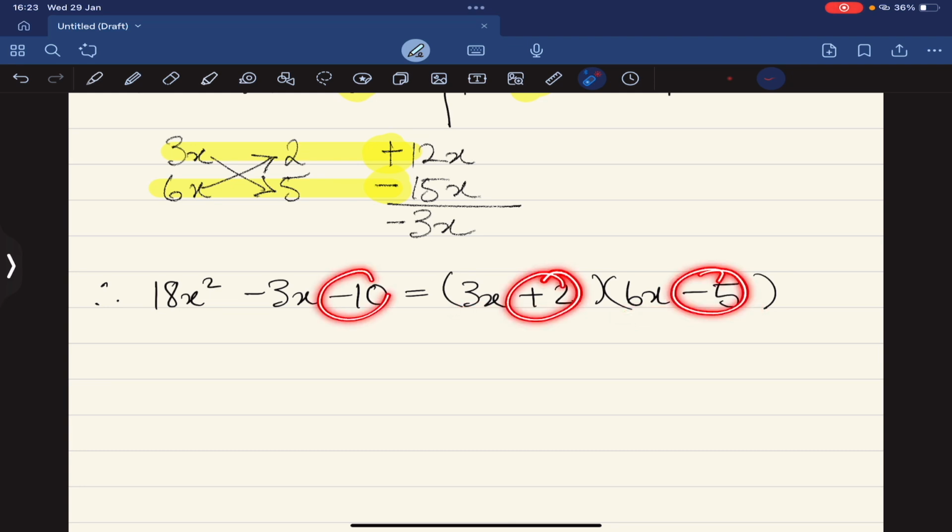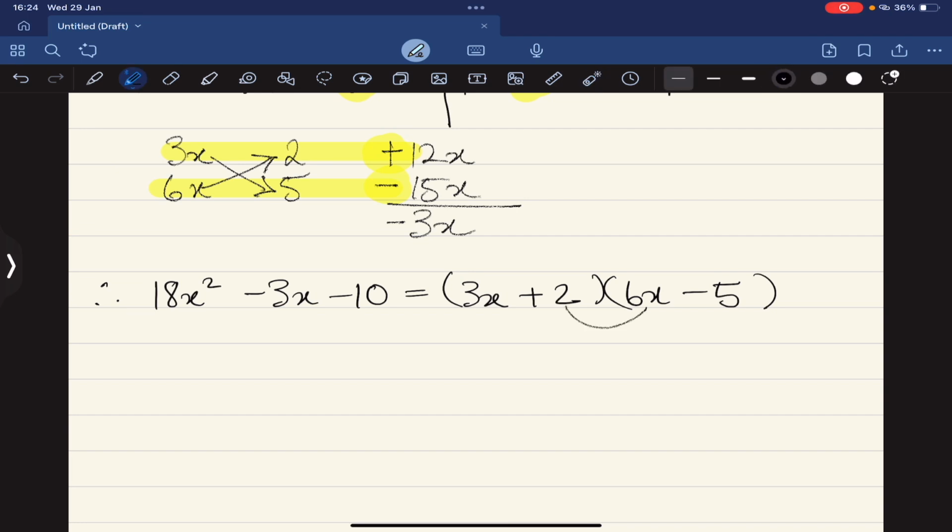If I multiply positive 2 with negative 5, I get negative 10. If I multiply these two together, I get 12x. And if I multiply them together, I get negative 15x. So that gives me negative 3x. So we are happy.